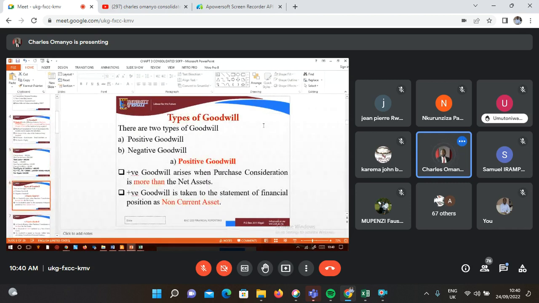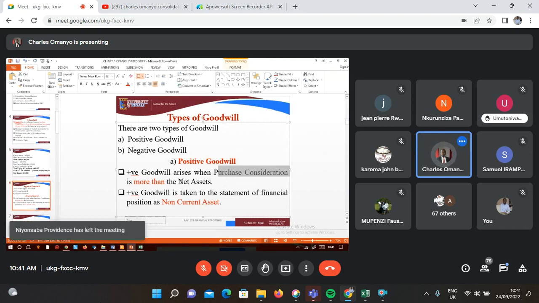Types of goodwill. There are 2 types of goodwill. Goodwill can either be positive goodwill or negative goodwill. Let's start with positive goodwill. What is positive goodwill? Positive goodwill arises when whatever you have paid is more than the net assets. If what you have paid to acquire the company, that is the purchase consideration, or cost of investment, is more than the net assets, we call it positive goodwill.